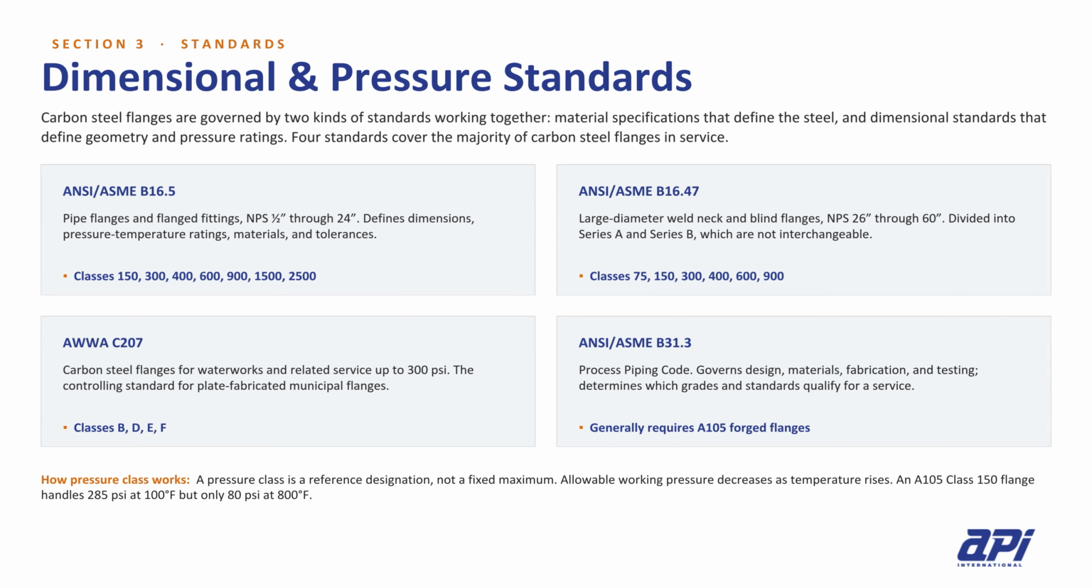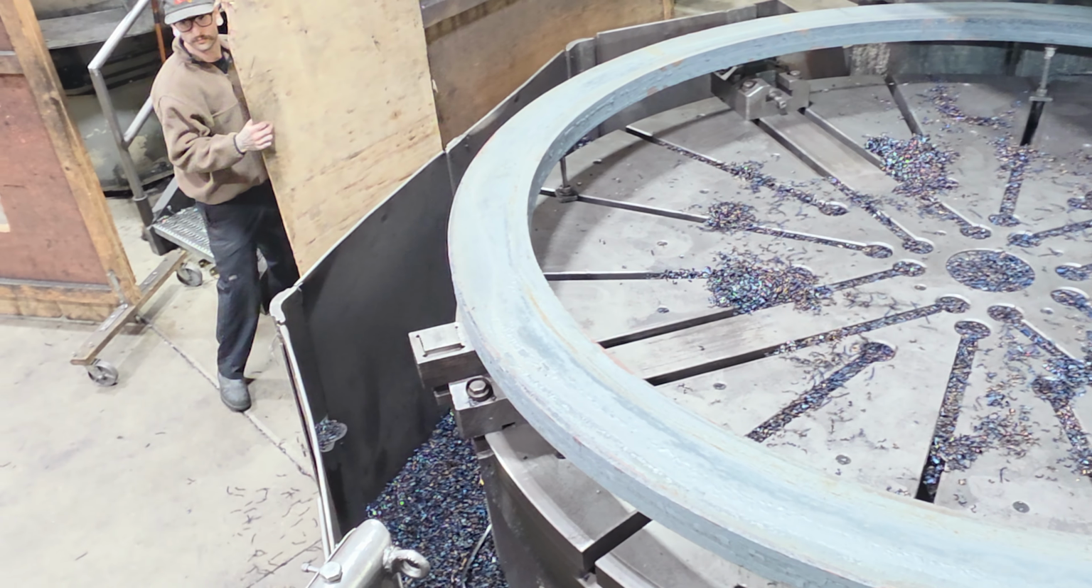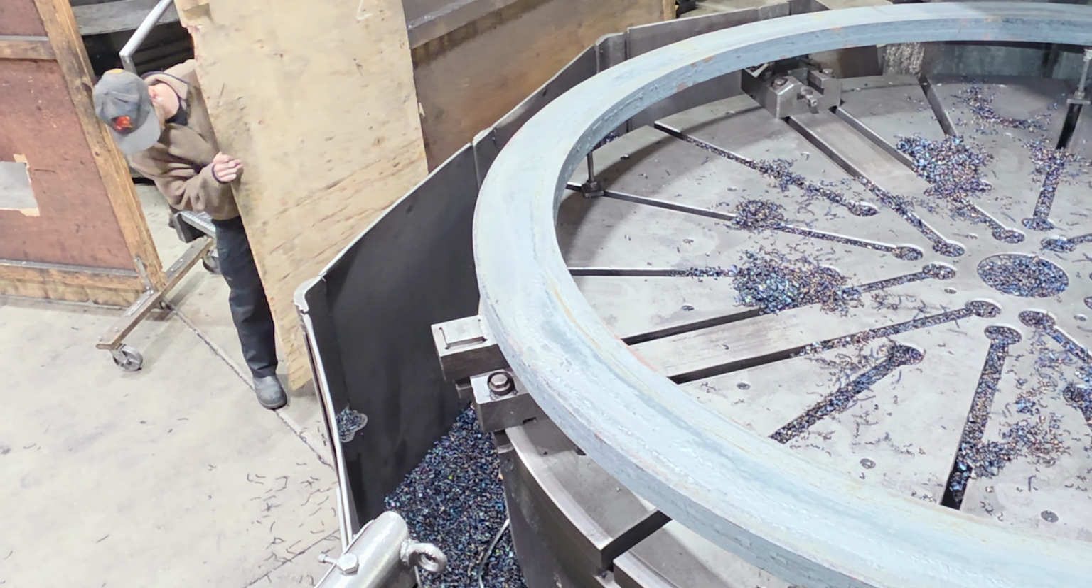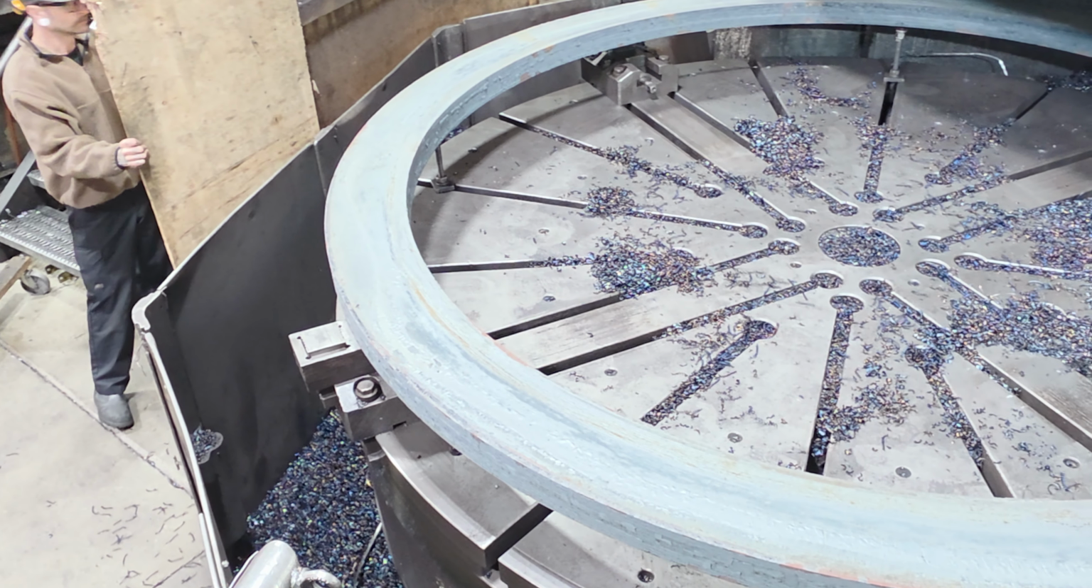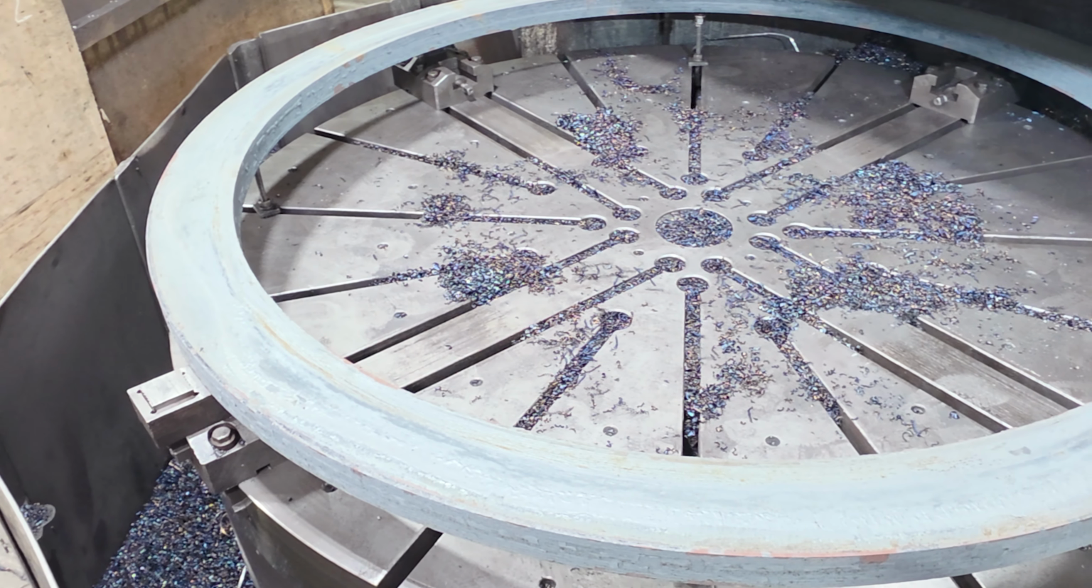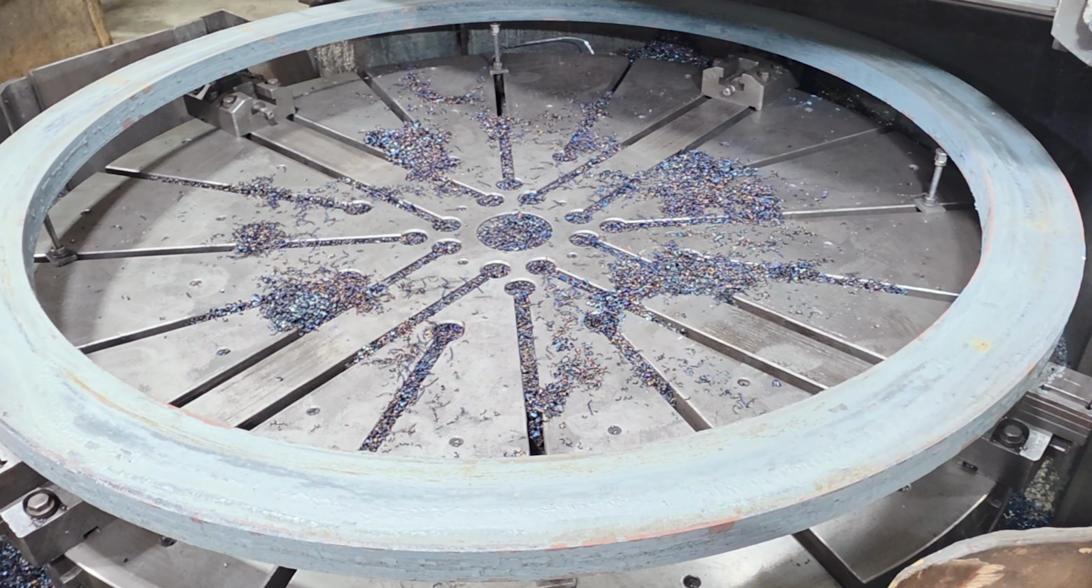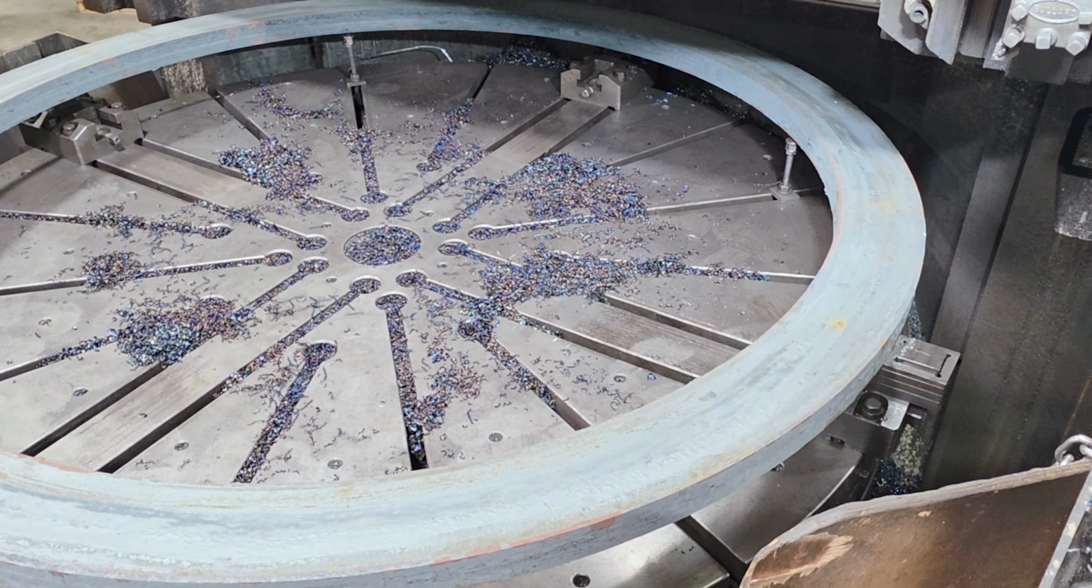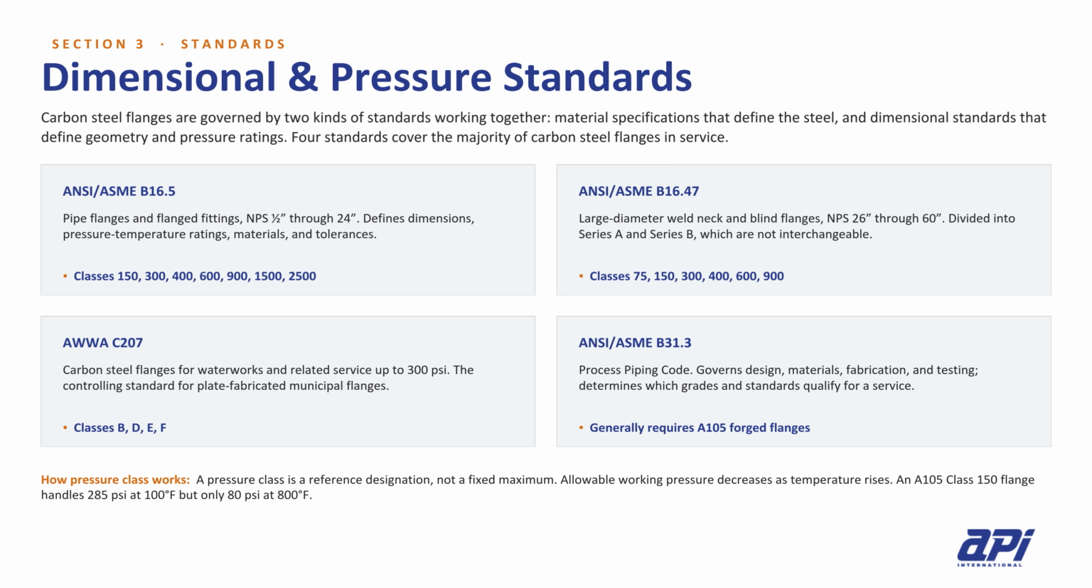Carbon steel flanges are governed by two types of standards that work together: one being the material specifications that define the steel, and the second, dimensional standards that define the geometry and pressure ratings. ANSI/ASME B16.5 covers pipe flanges ranging from 0.5 to 24 inches, covering Classes 150 through 2500.